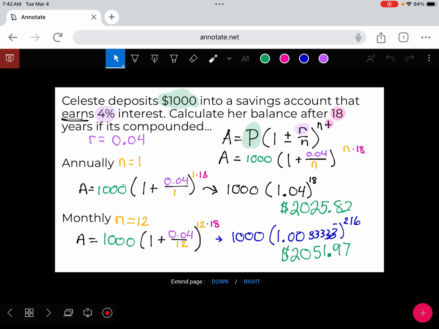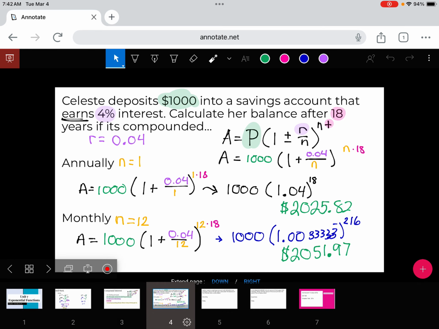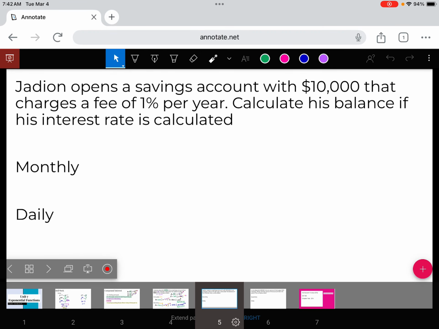Okay, so this is what we're looking at with these kinds of equations. They don't really get worse. They just get more examples. So we're going to practice again. I'm going to give us a new setup. So we've got Jadion with a savings account of $10,000. This time he's got a really terrible credit rating, and he has an account that charges a fee of 1% a year. So then we're calculating his balance compounding monthly, compounding daily.